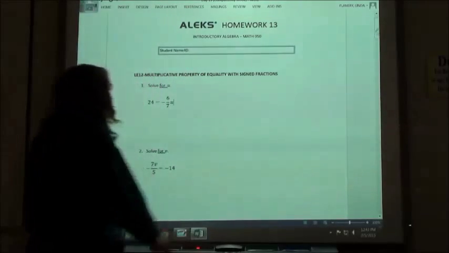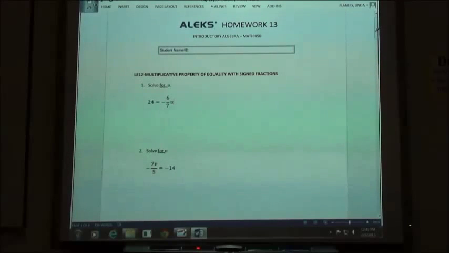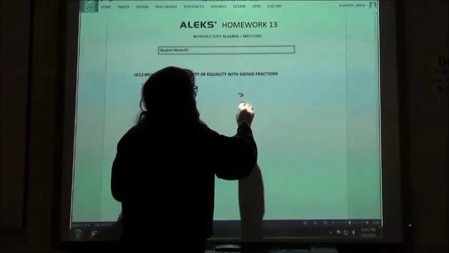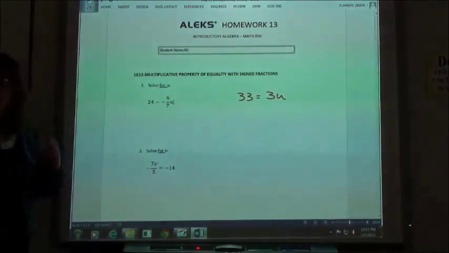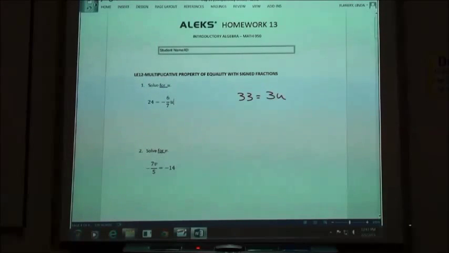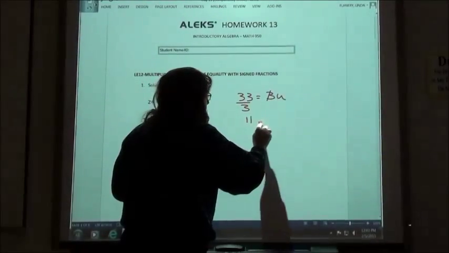Now, you're stuck on these problems here. It says 24 equals negative 6/7 u. We talked about ones yesterday that look like this: 33 equals 3u. What did we do to solve those? The 33 divided by 3. Exactly. We just divided by 3 and we got 11.